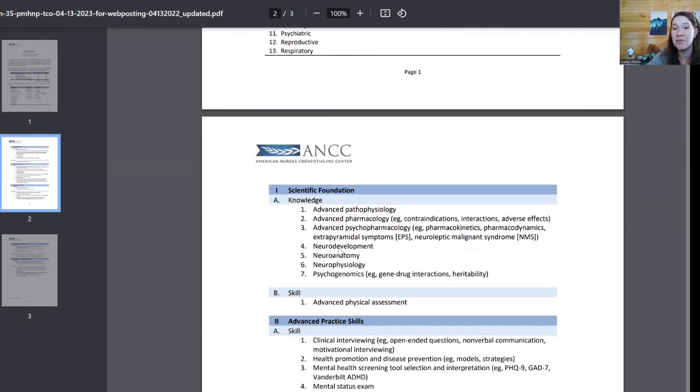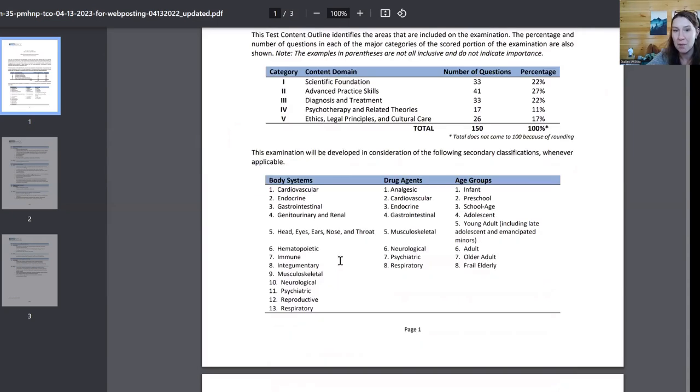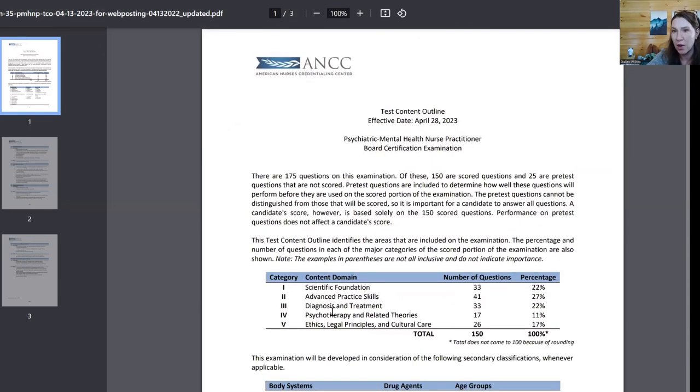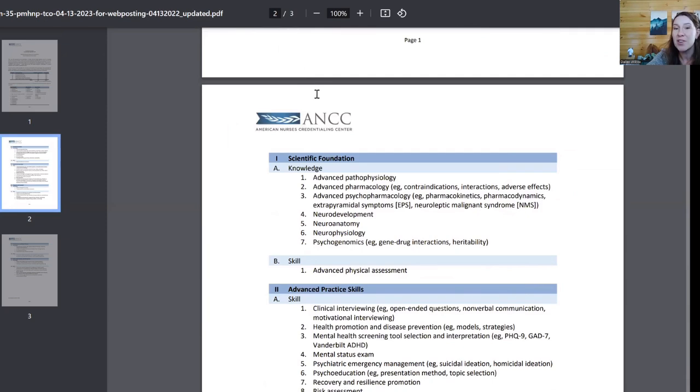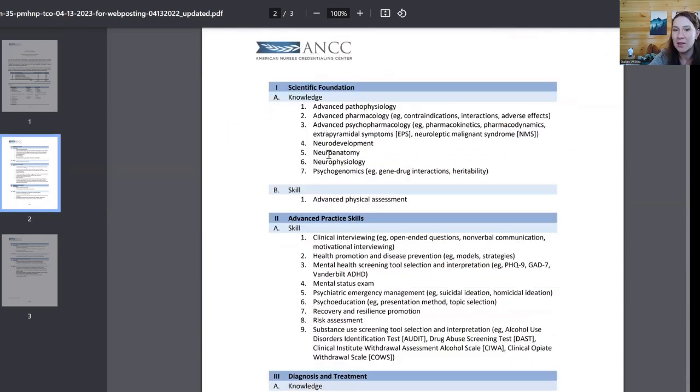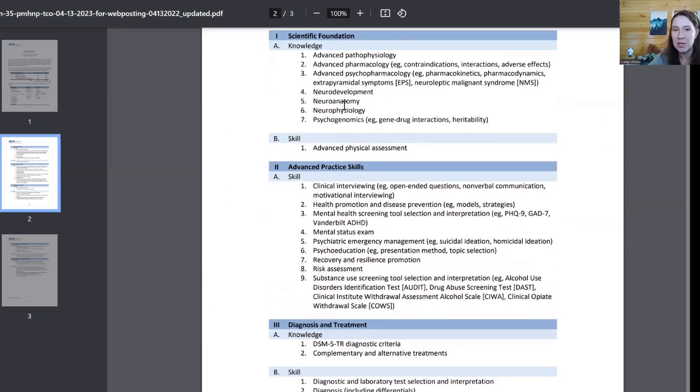It then breaks it down further into, remember here at the top, the scientific foundation, like all the content domains, it breaks it down further into what they mean by that. So look at all of this and when you're studying, just keep this in mind. All of this stuff is what they want you to understand. And remember, you're not going to know everything. Not even the most practiced PMHNPs know everything. This test is to determine you're competent in beginning to be a PMHNP. Keep that in mind. That helped me through all of this.